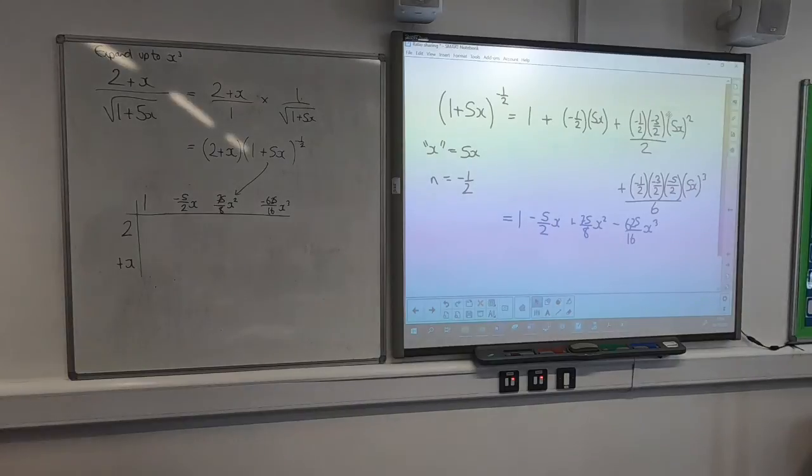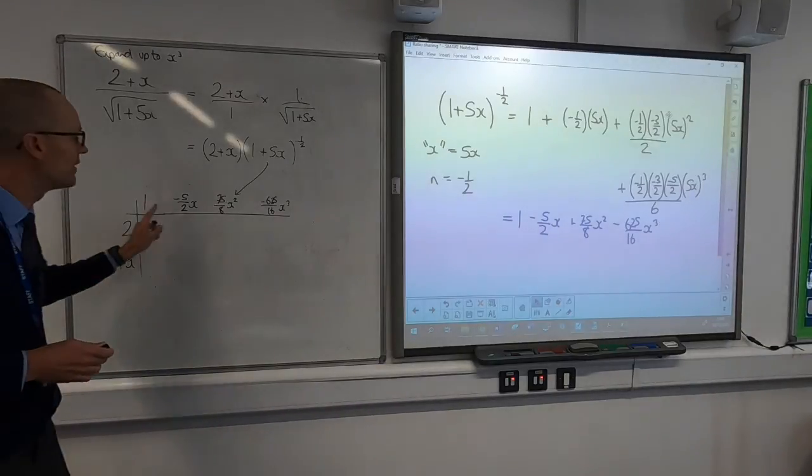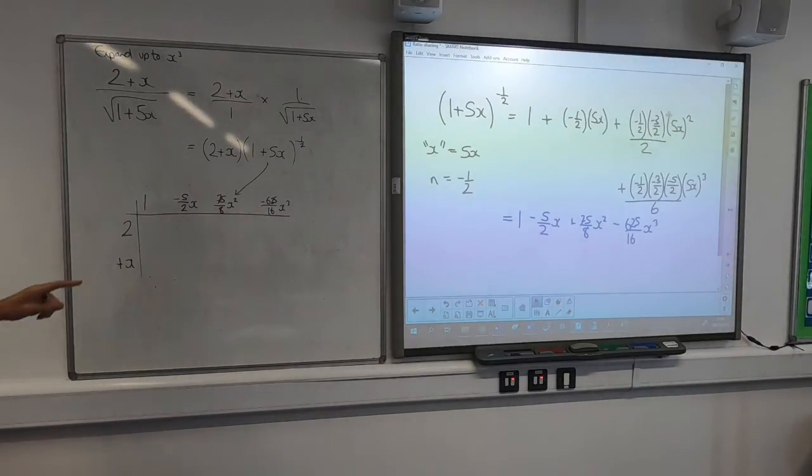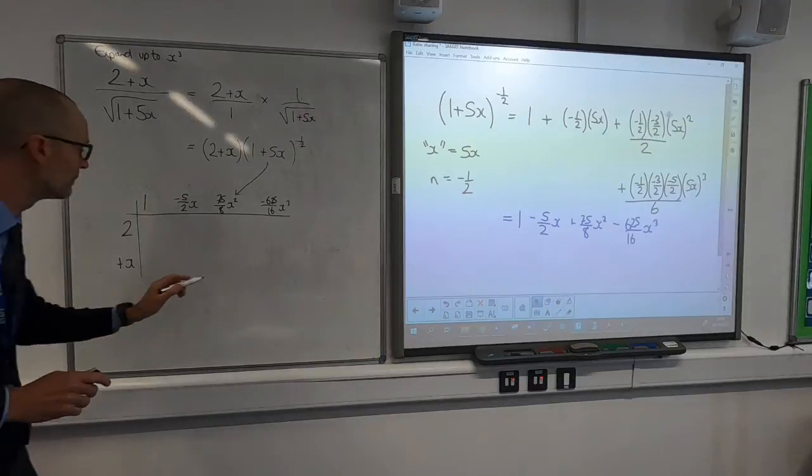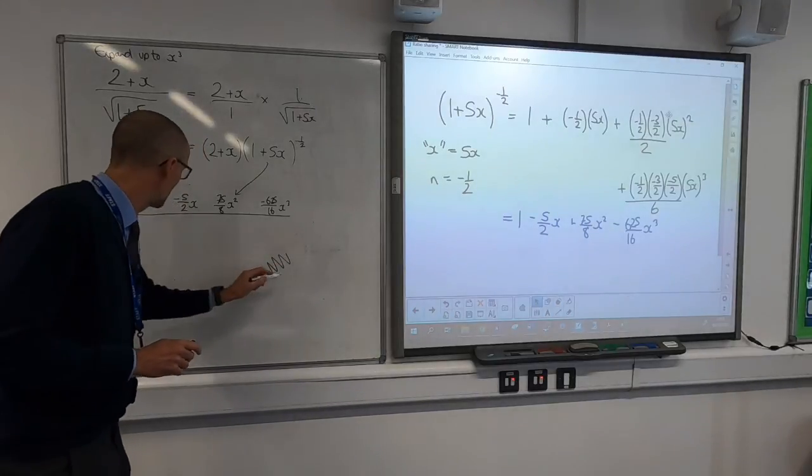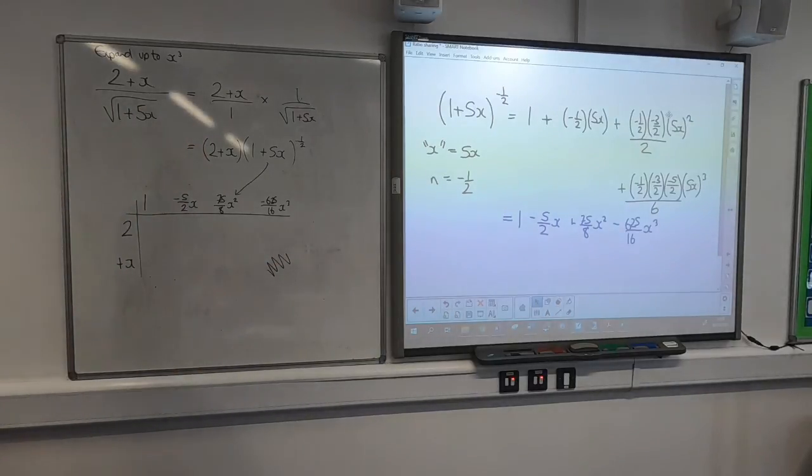Now, what I'm now going to do is take that answer and multiply it by 2 plus x. But the question says I only want up to an x cubed term, so I can ignore where I'm going to get an x to the power of 4 term. Don't need to worry about that.